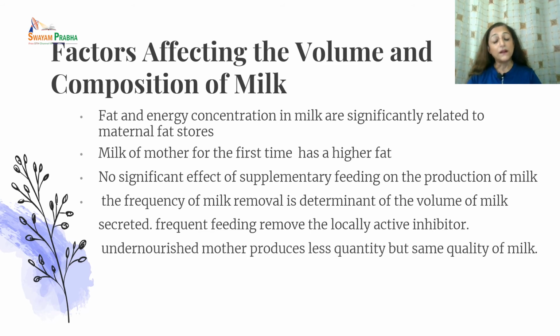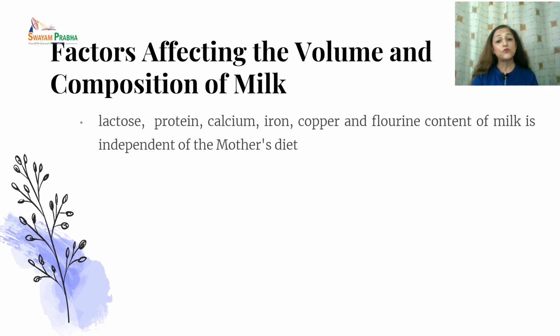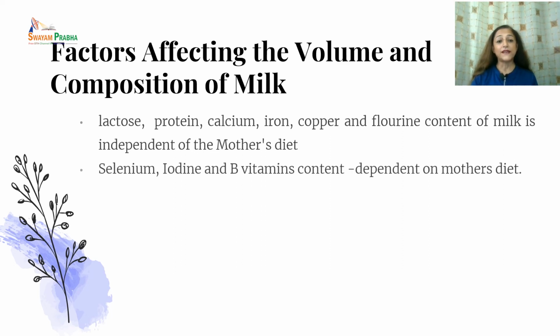Undernourished mothers produce less quantity of milk, that means the volume will be affected, but the same quality of milk. That means the composition of milk will not be that much affected. Lactose, protein, calcium, iron, copper, and fluorine content of the milk is independent of the mother's diet. Whereas selenium, iodine, and B vitamins content is dependent upon the mother's diet. So if the mother's diet is rich in selenium, iodine, and B vitamins, it will reflect in the milk.